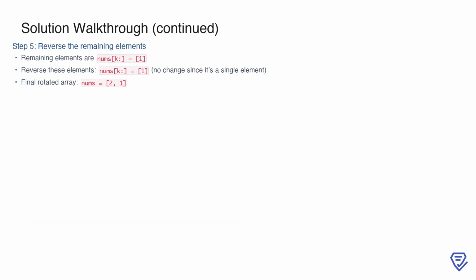The final step is to reverse the remaining elements of the array, which in this case are 1. As with the first k elements, reversing a single element has no effect, so the array remains 2, 1. This gives us the final rotated array, 2, 1. By following this approach of reversing the entire array, then reversing the first k elements, and finally reversing the rest, we efficiently rotate the input array regardless of the value of k or the array size.